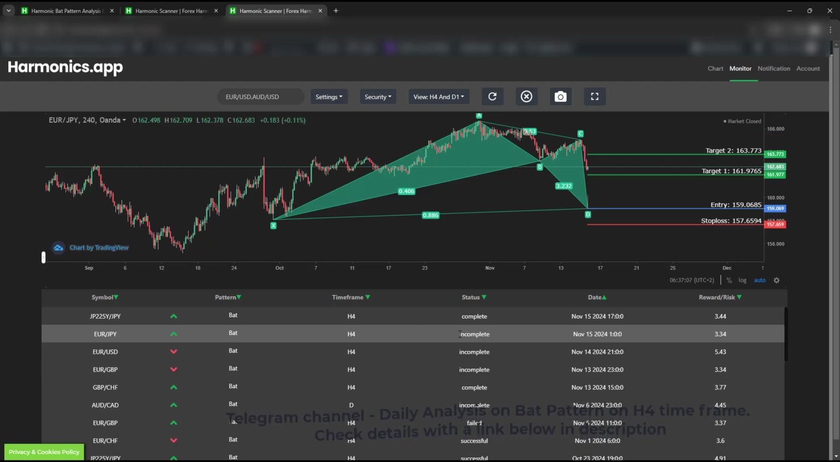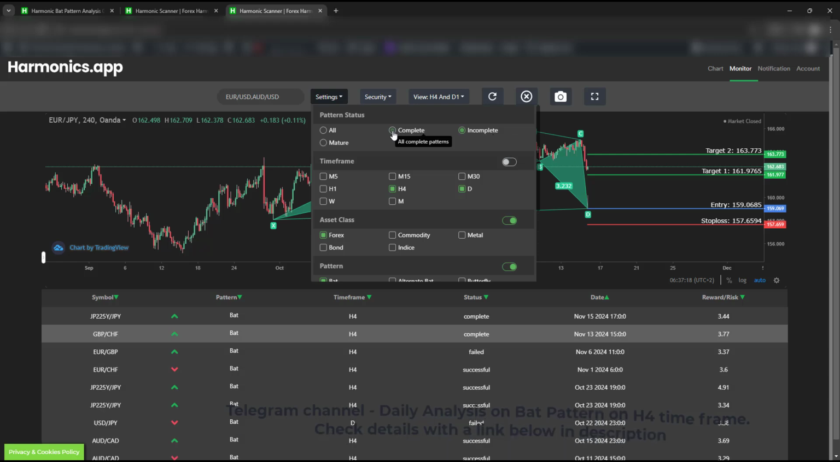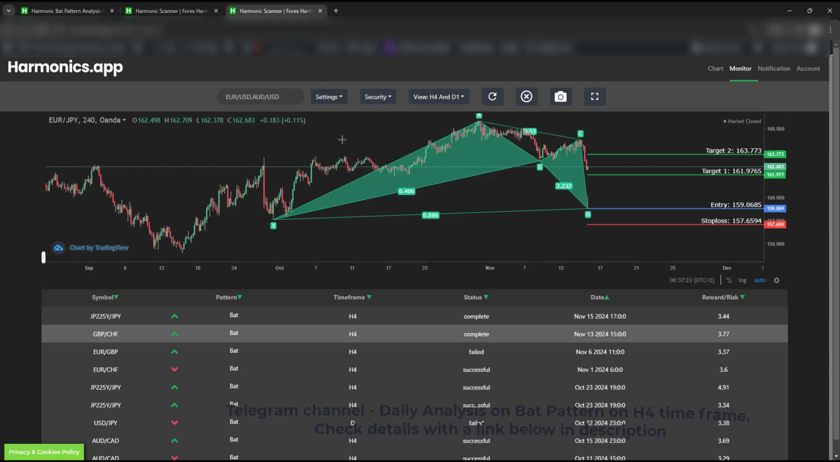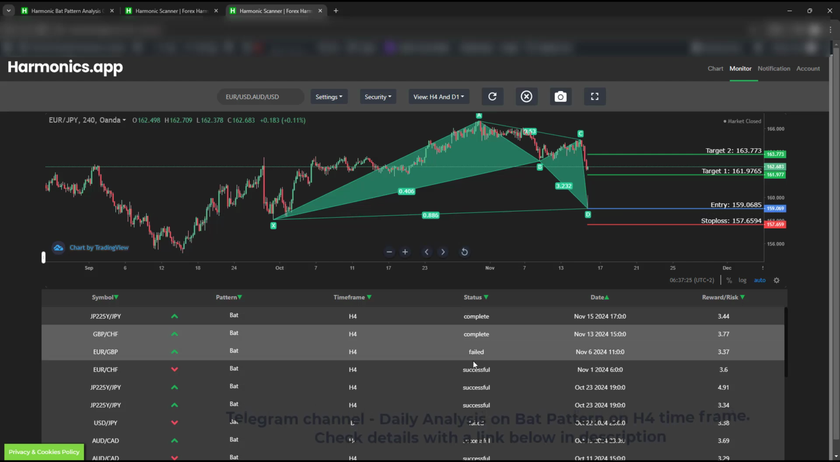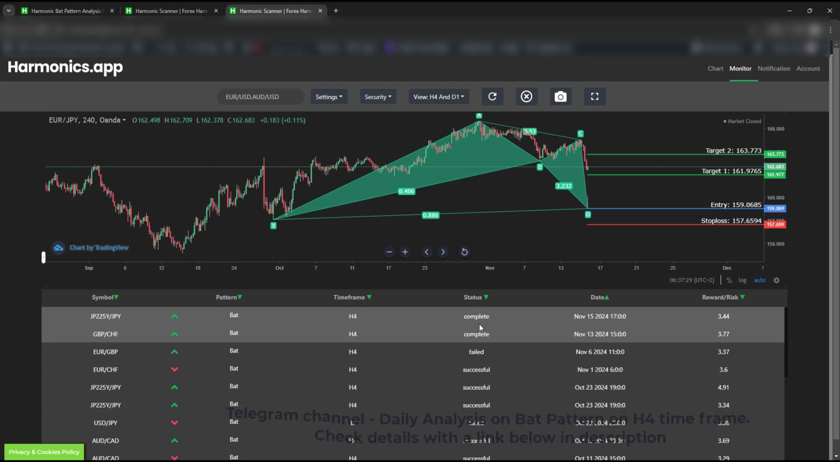Then you have here incomplete, which means this is an incomplete pattern, which means the price did not reach the D point. So if you would like to have only complete, simply click this one as complete and you will have all of them just as complete. Complete also includes the failed one and successful one. So if you would like to trade, first of all you find the complete ones.